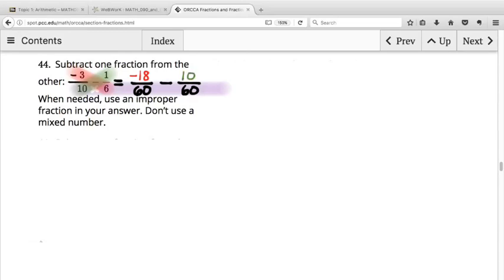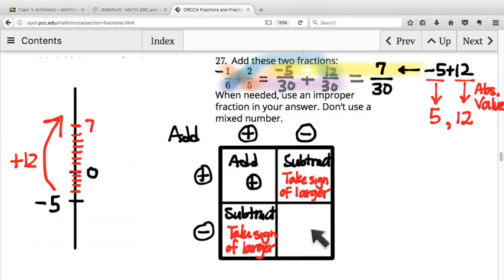And so now again, we're in this realm where when we take the next step of subtracting across the tops and keeping the bottoms, now we have a subtraction problem involving numbers with different signs. -18 minus 10. On our sign chart, this is this missing box down here in the bottom. So we're doing -18 minus 10.